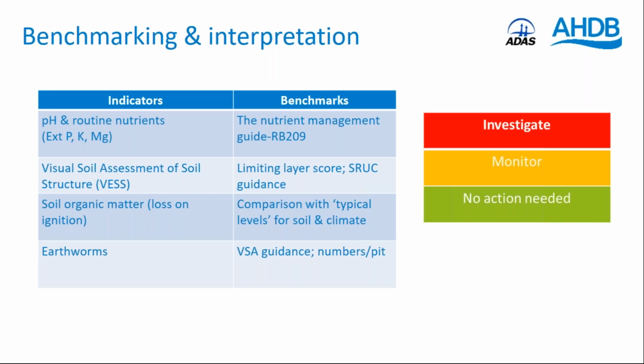And then the earthworms: you've seen the guidance we're using in terms of total numbers, adults and juveniles per pit. Then we have a traffic light system. A green traffic light means no action needed; we don't need to do anything, just carry on as normal and assess again in 5 years' time. An amber means perhaps monitor more frequently and think about some long-term changes you might want to put in place. And a red flag means you need to get out and investigate.